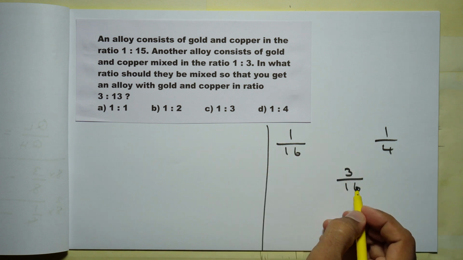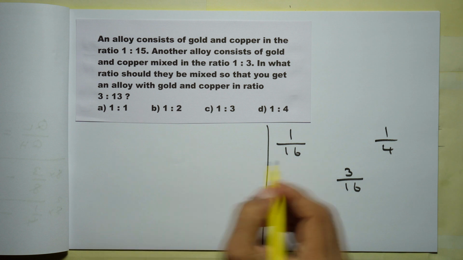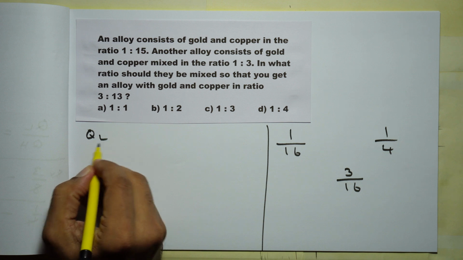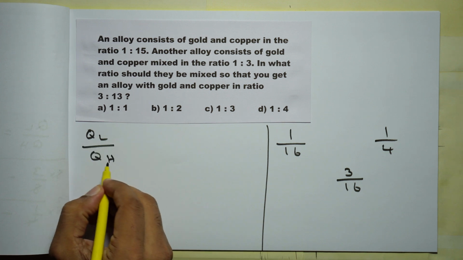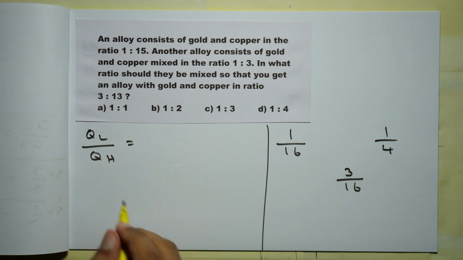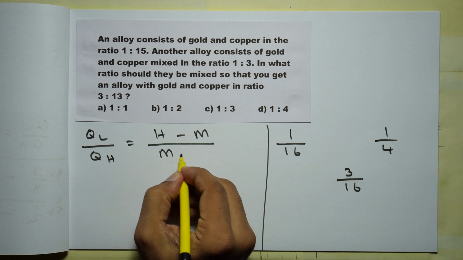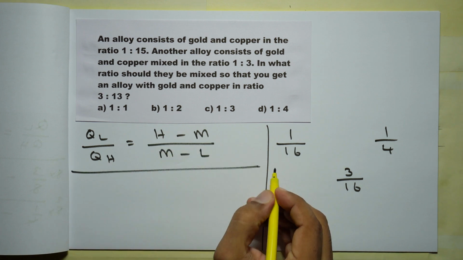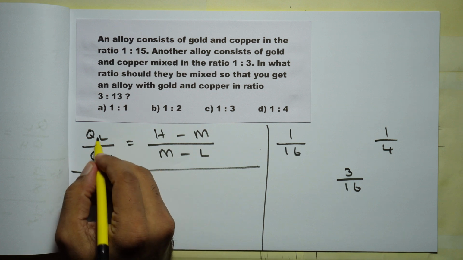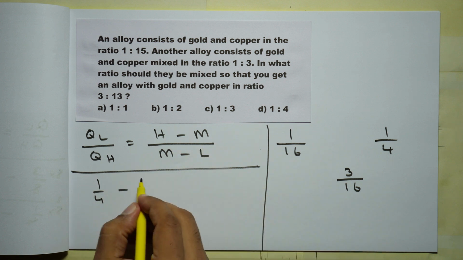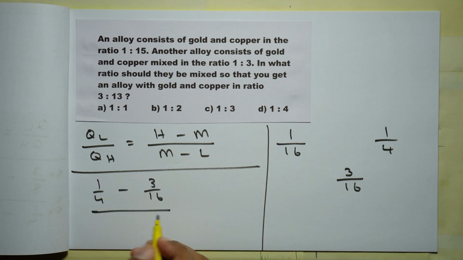So in what ratio should they be mixed? So we'll just substitute into the mixtures and alligations formula and we'll get the required ratio. Quantity of lower concentration to quantity of higher concentration is given as higher concentration minus mean concentration divided by mean concentration minus lower concentration. We'll just substitute into this equation. Higher concentration is 1 by 4 minus mean concentration 3 by 16, divided by mean concentration 3 by 16 minus lower concentration 1 by 16.